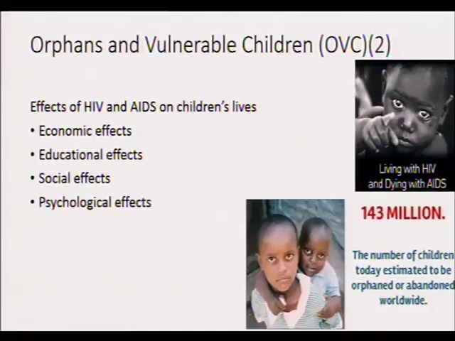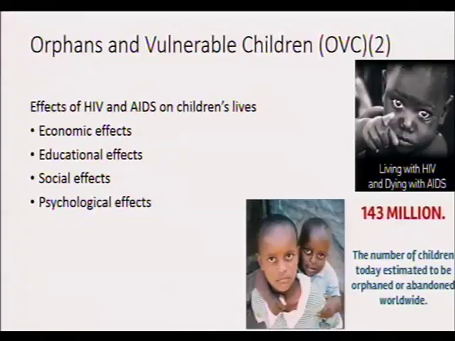So there are different areas that you have to look at that have an effect on OVCs. Economic, which means orphans and vulnerable children are poor, so it's an economic problem, and this is one of the areas which your proposal or your project needs to look at or focus on.